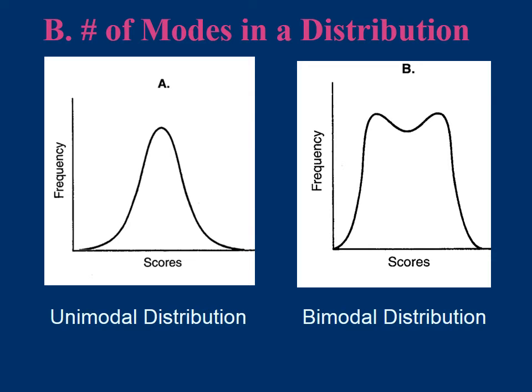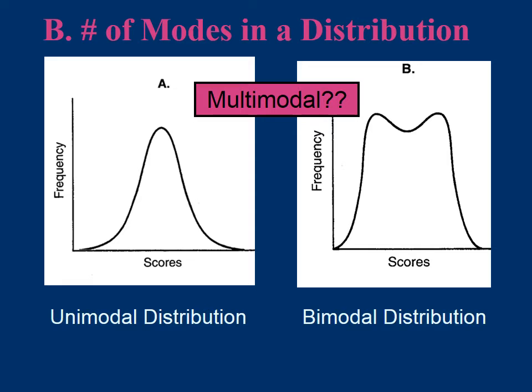This shows a unimodal distribution, which is also a normal distribution, on the left, and it shows a bimodal distribution. You can obviously see 2 peaks in the scores on the right. I couldn't find a picture of a multimodal, but it would have more than 2.